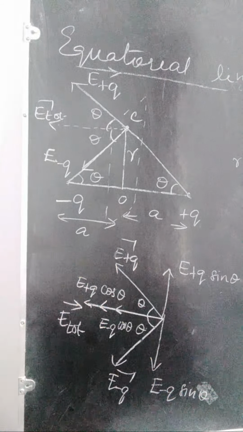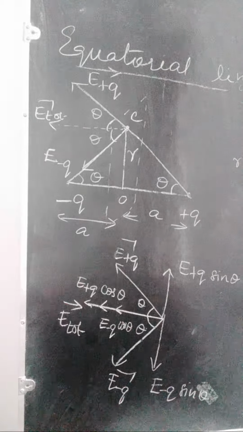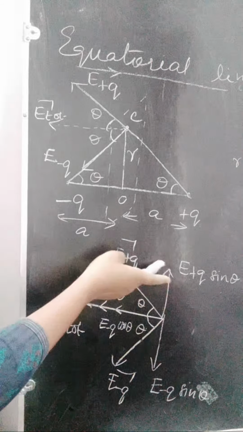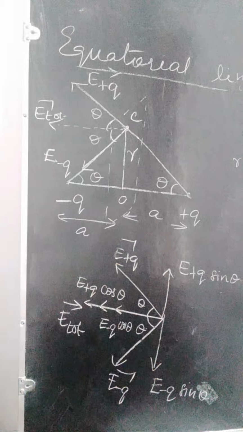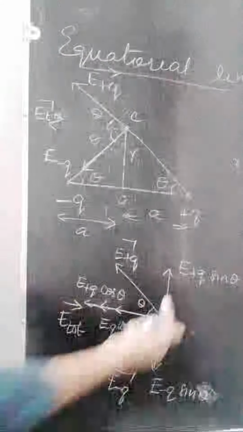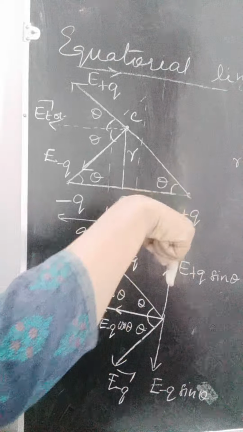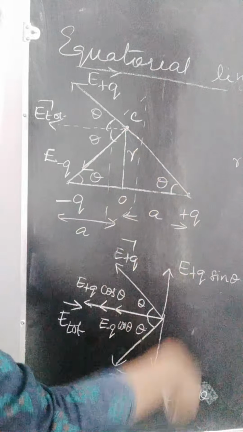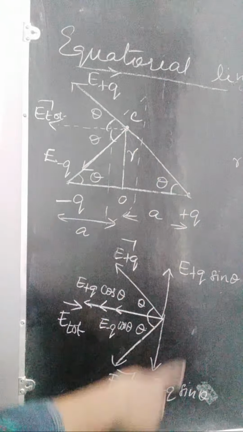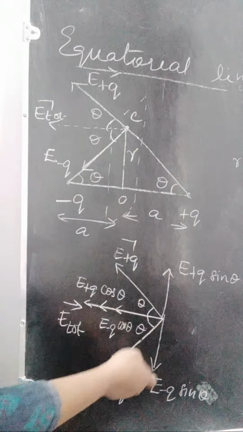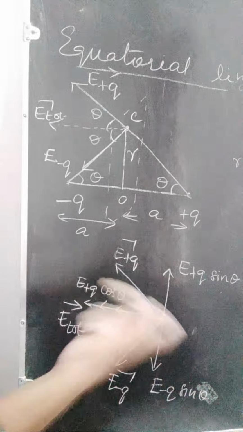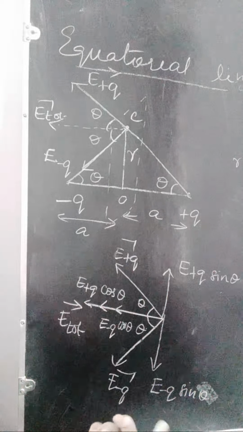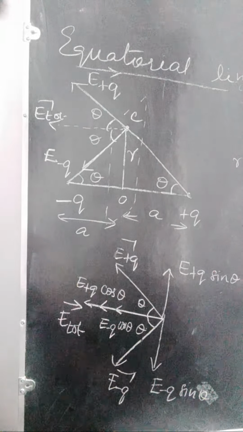Any doubts? Okay. So check out these two vectors. These two vectors are lying in opposite directions. Yes or no? Here E plus Q sin theta is towards positive y and E minus Q sin theta is towards negative y. So both are equal but they are lying opposite to each other. So when you add, according to the superposition theorem, these two will get cancelled. Yes or no?